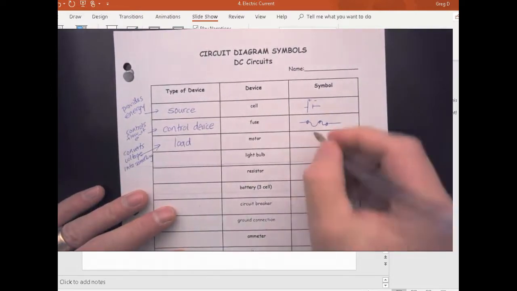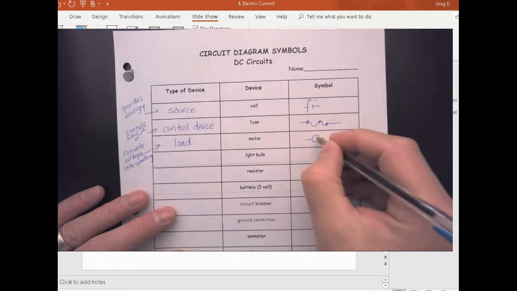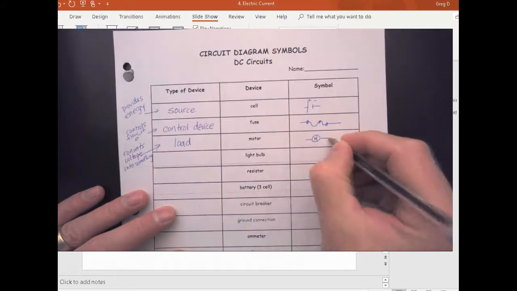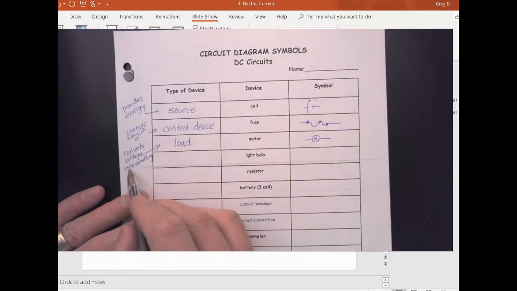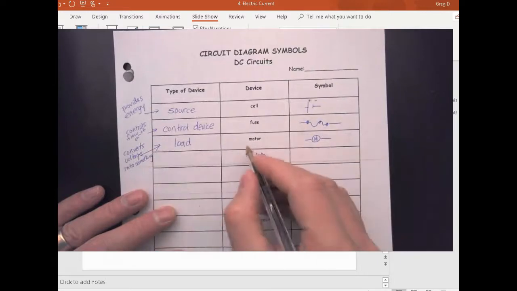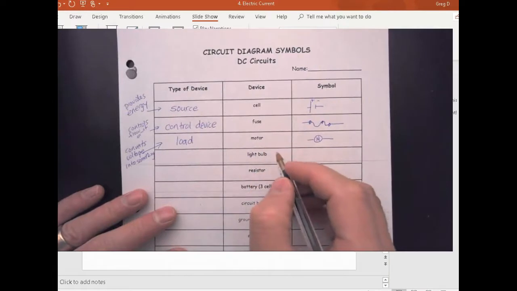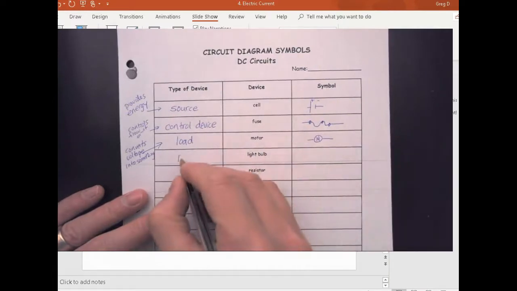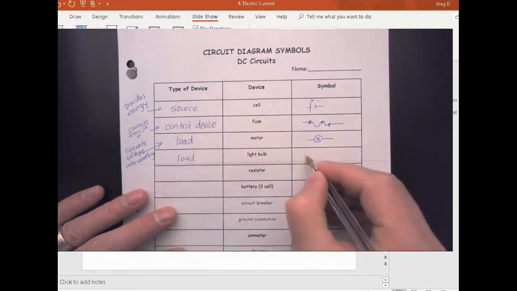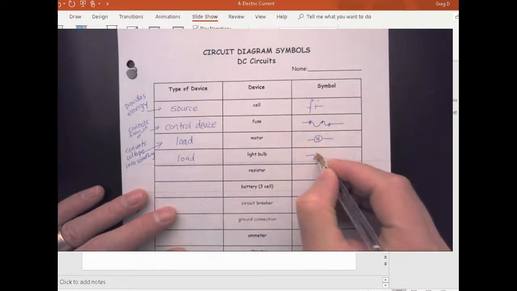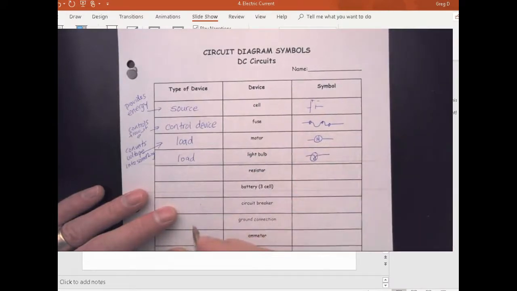You can also have a load, and what a load does is it converts the voltage into something useful. For example, a motor would take voltage and convert it into movement. So again, we know what a load of a light bulb looks like. It has a funny wire here, looks complete like that.